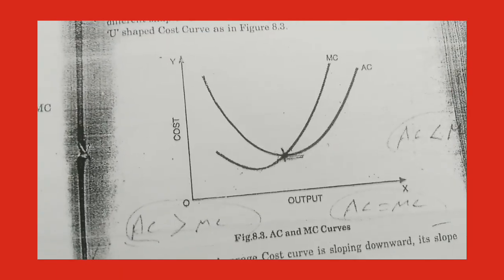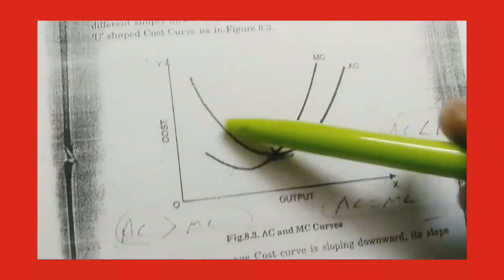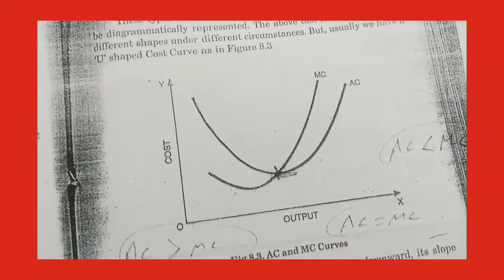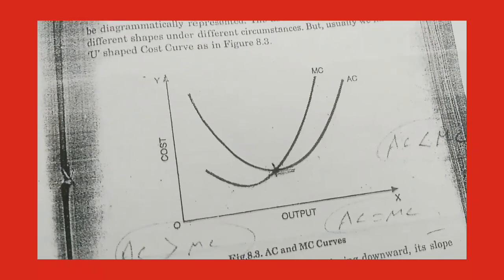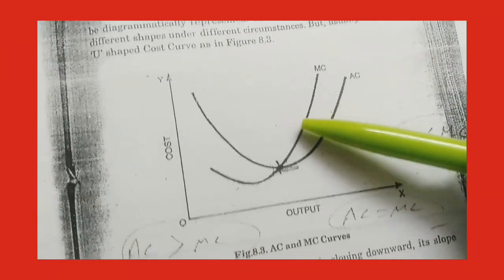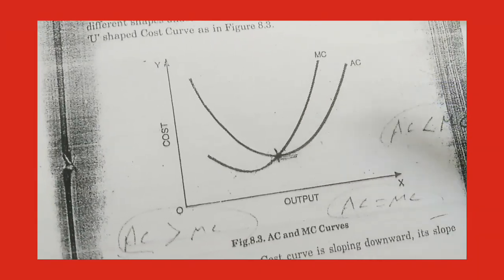The second relationship: when the average cost curve is rising upward, its slope will be positive, which means the AC curve is increasing. Here, MC is greater than AC. The MC curve is greater than AC.